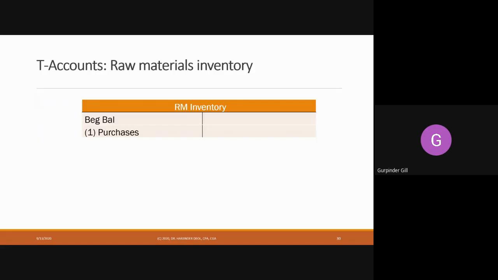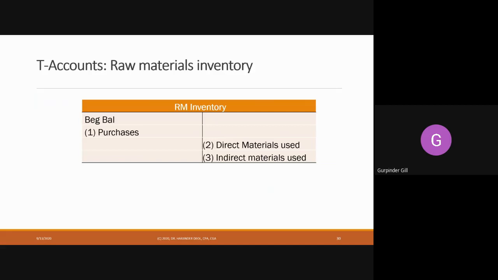So we are starting with our beginning balance. Any purchases are added on the debit side. When your raw material is requisitioned into production, then your raw material inventory is going down. Whether that raw material is direct or indirect, it does not matter. Your total raw material inventory is coming down, so we are crediting when the raw material is requisitioned. So it moves out of your raw material inventory account and into your work in process.